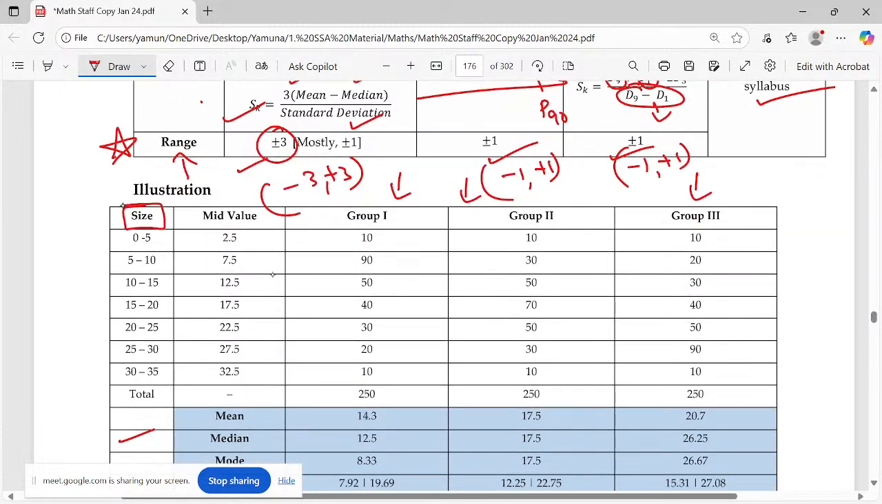Size is given. Size is a class interval: 0 to 5, 5 to 10, up to 30 to 32. Obviously, we'll go for taking the mid value. And these are the frequencies. We are discussing three cases: this is the frequency of the set 1 data, this is the frequency, and this is the frequency.